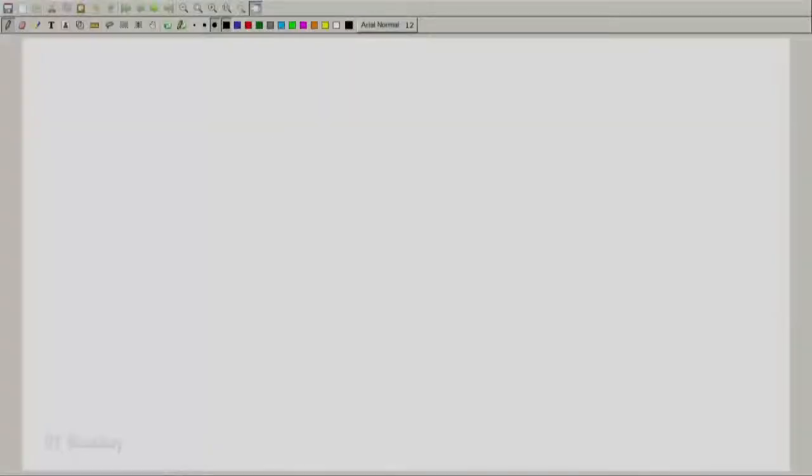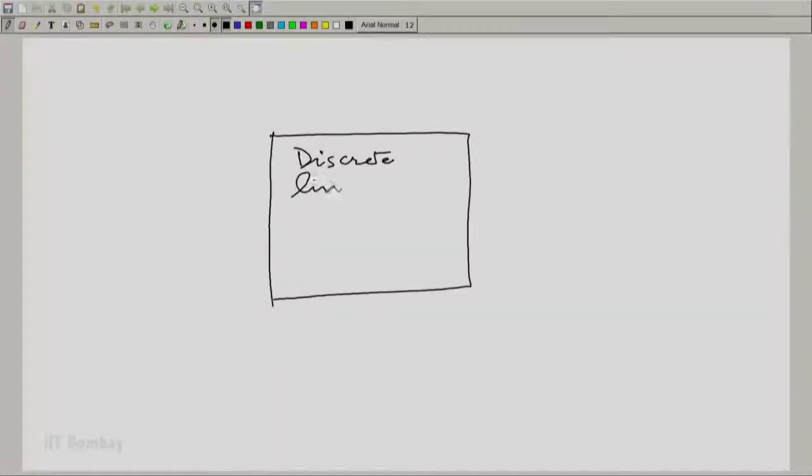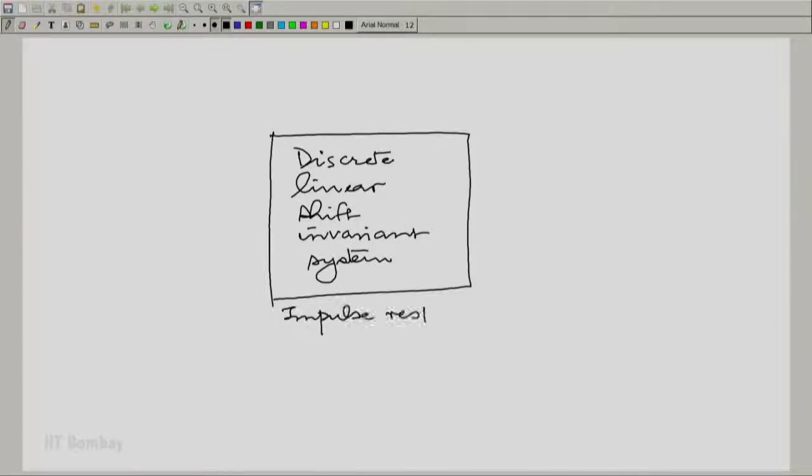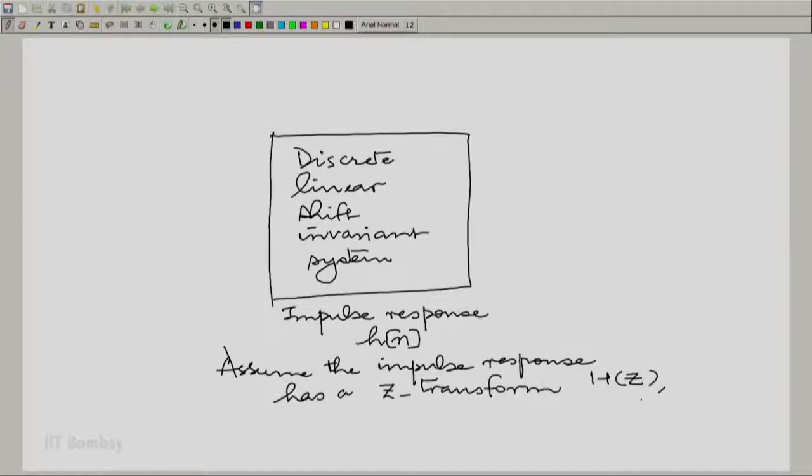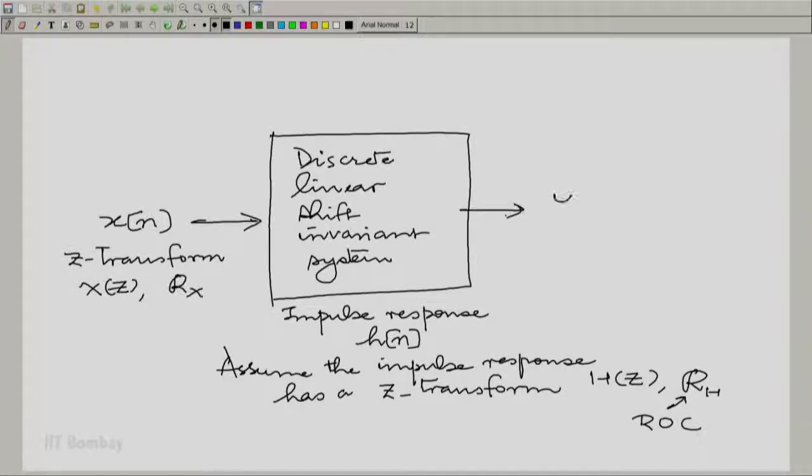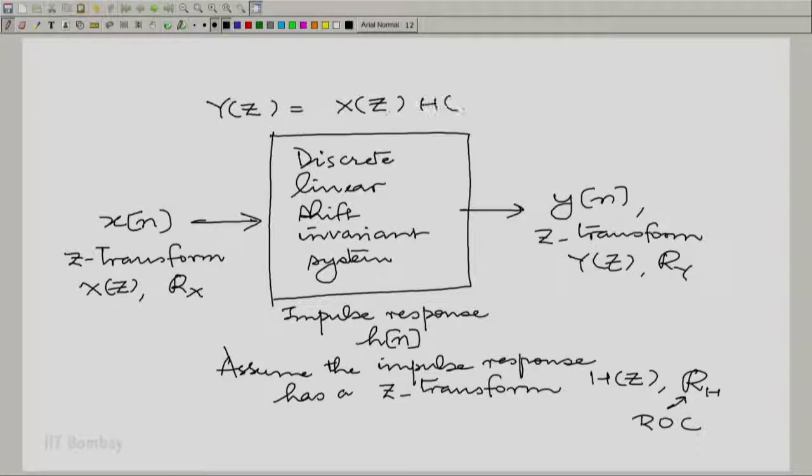So, you have this discrete linear shift invariant system. It has an impulse response h of n, and we hope that this has a Z transform. Z transform should be an expression and a region of convergence. Now, if the input to this discrete system x of n also has a Z transform and so does the output y of n, then we know that y of z is x of z times h of z by the convolution property.